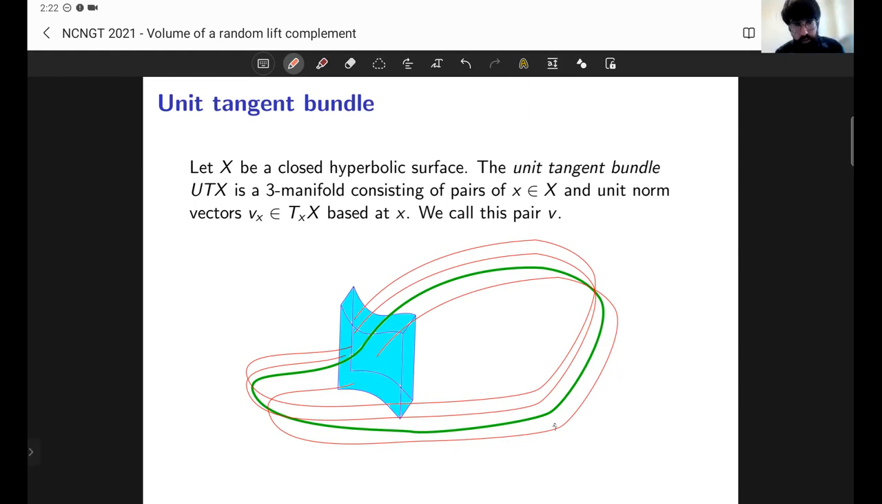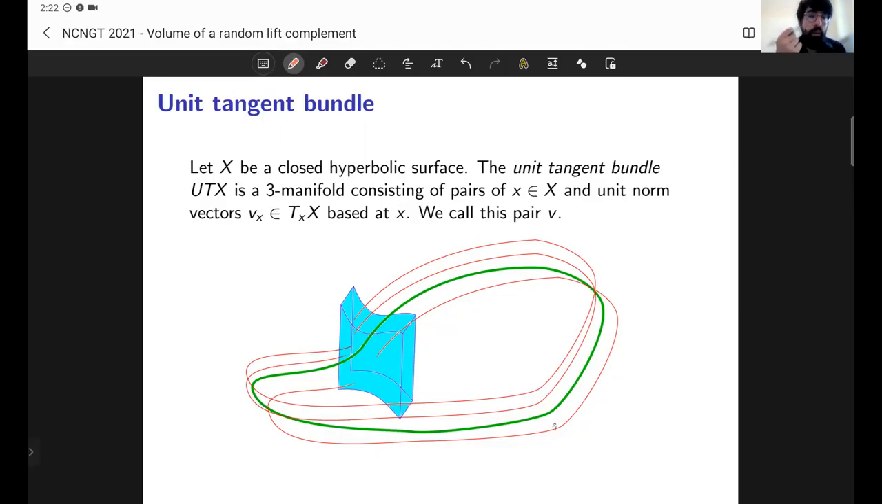A cartoon, if you wish, of the unit tangent bundle could look something like this. I'm drawing this blue three-dimensional box to indicate that this is a three-dimensional object. And then I'm drawing these trajectories. You can see there's a green trajectory, and you can see there are red trajectories. You can imagine these trajectories as a foliation induced by the leaves of the geodesic flow.